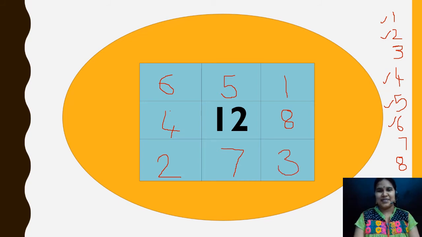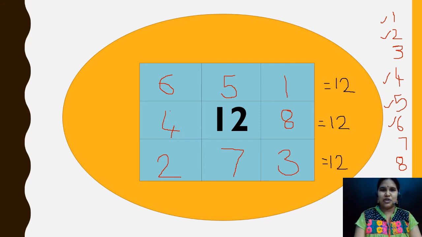Got it? When you add row wise, 6 plus 5 is 11, 11 plus 1 is 12. So here we got 12. The next row, 4 plus 8 is again 12. And the next one, 2 plus 7 is 9, 9 plus 3 is again 12.